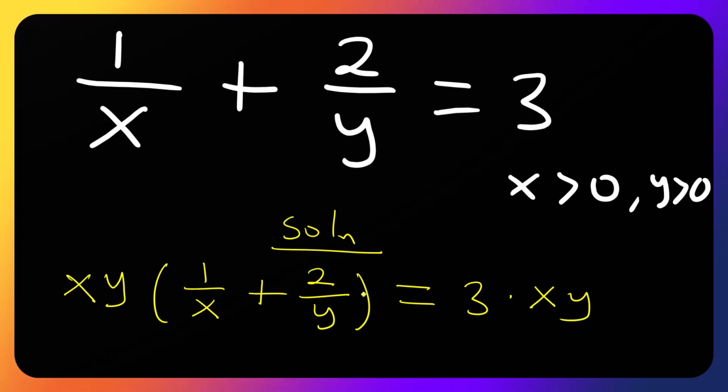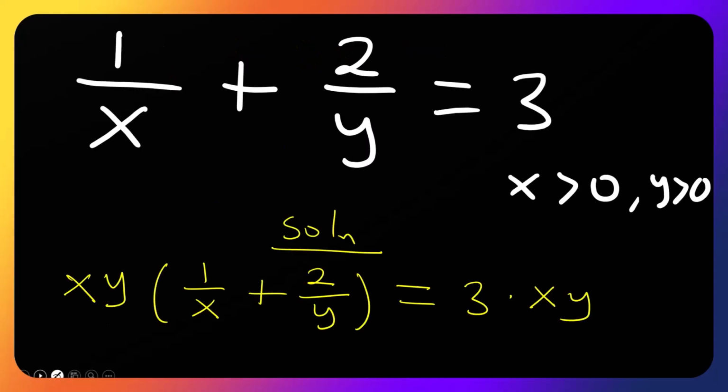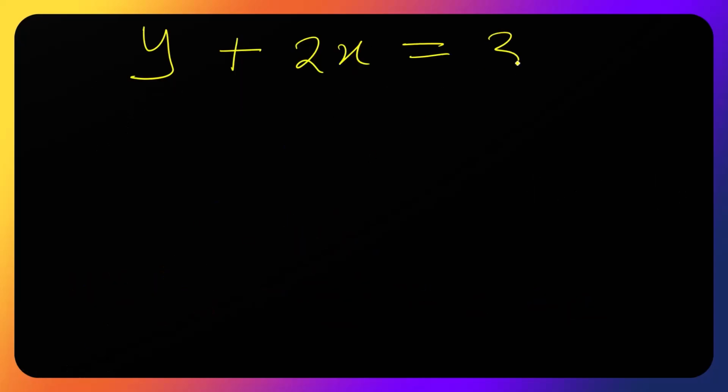So from here, this side xy times 1 over x will cancel x, which will be left with y, so plus, xy times this, y will also cancel y, I'm left with 2x, equals to, so we have xy times 3, that will be 3xy.